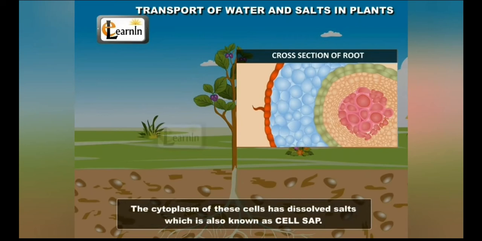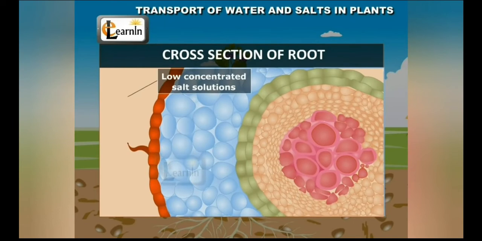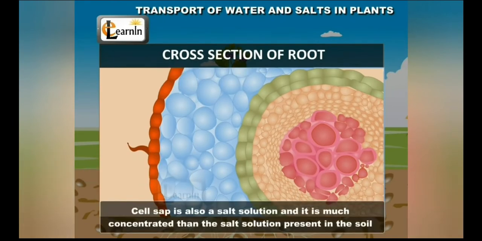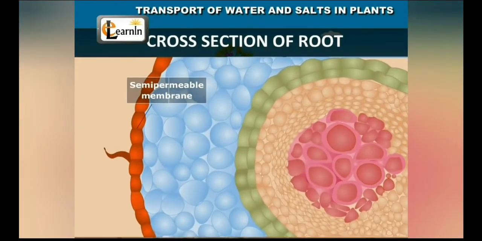Dissolved salts are present in the cytoplasm of these cells, also called cell sap. Cell sap is much more concentrated than the salt solution present in the soil. The cell membrane of the root hair is a semi-permeable membrane that separates the cell sap, which is the concentrated salt solution, from the solution in the soil, which is the dilute salt solution.